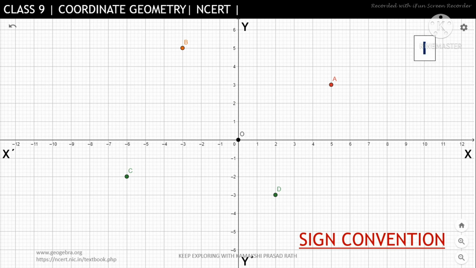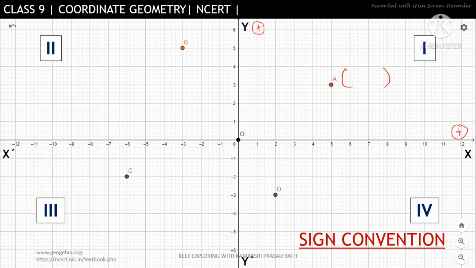We'll consider the quadrants 1, 2, 3 and 4. Now we'll see what is the sign in each quadrant. Now we can see here point A is in the first quadrant, and in the first quadrant we have positive x and positive y. Hence any point in this quadrant will be both positive.